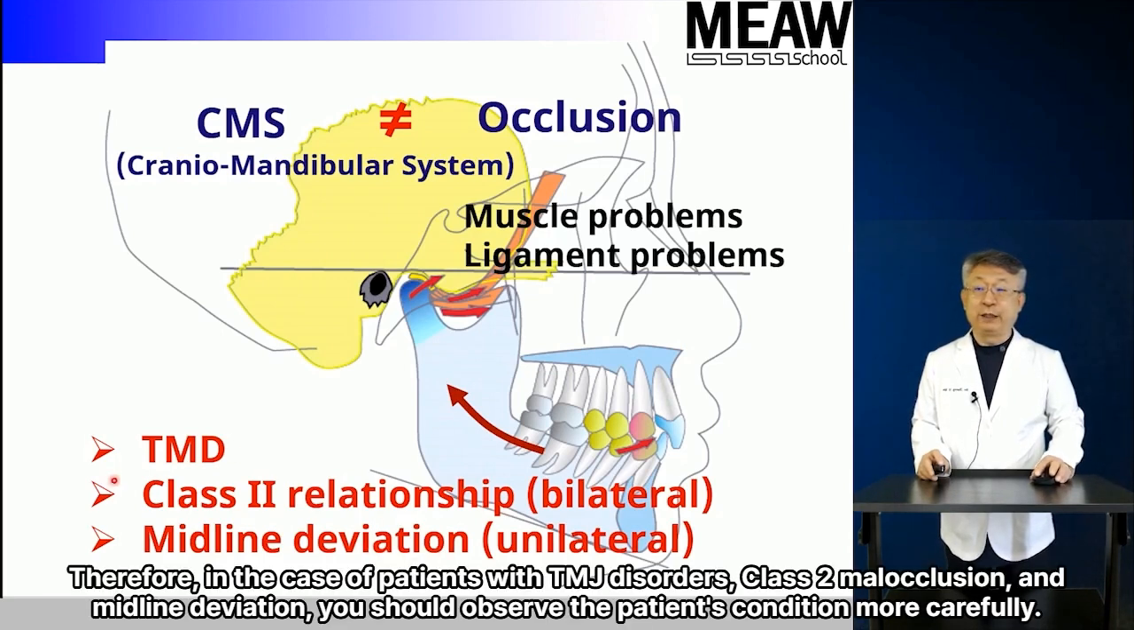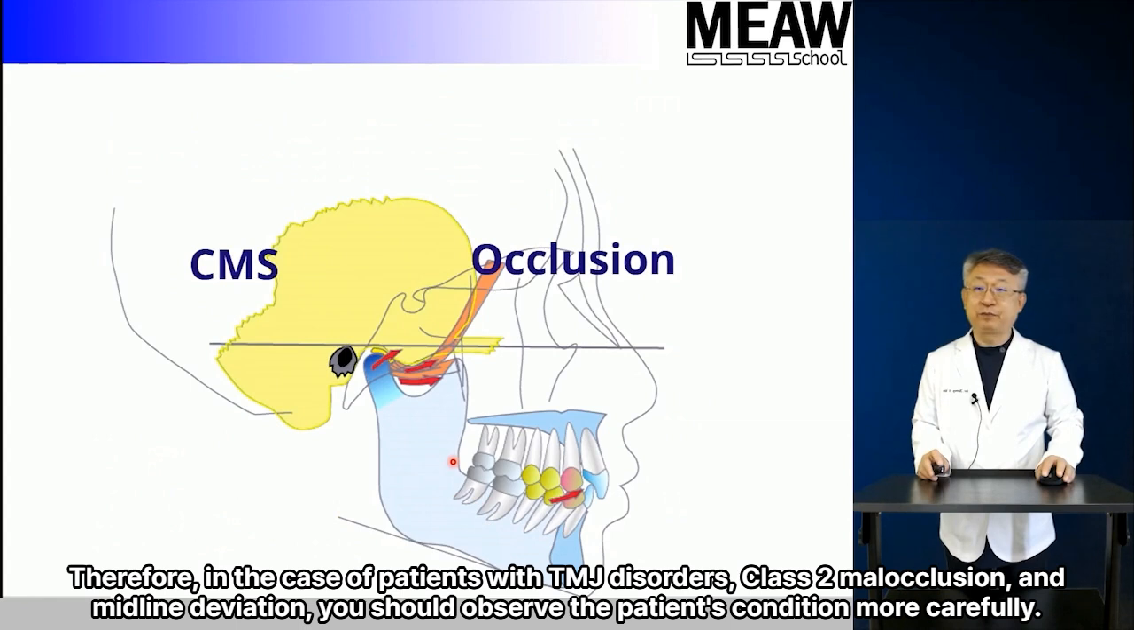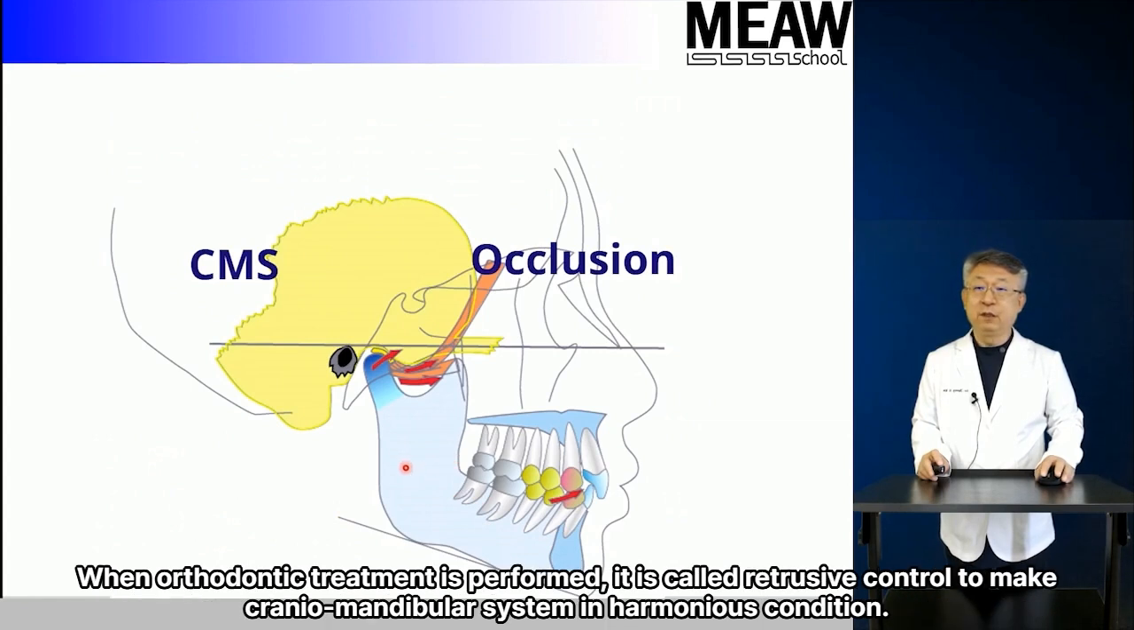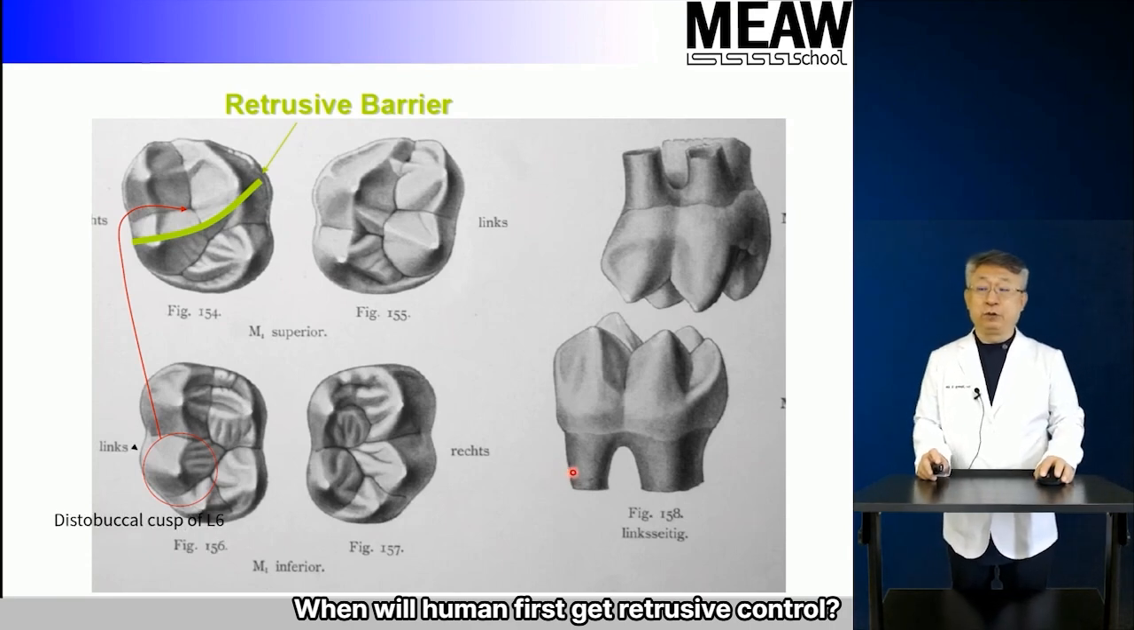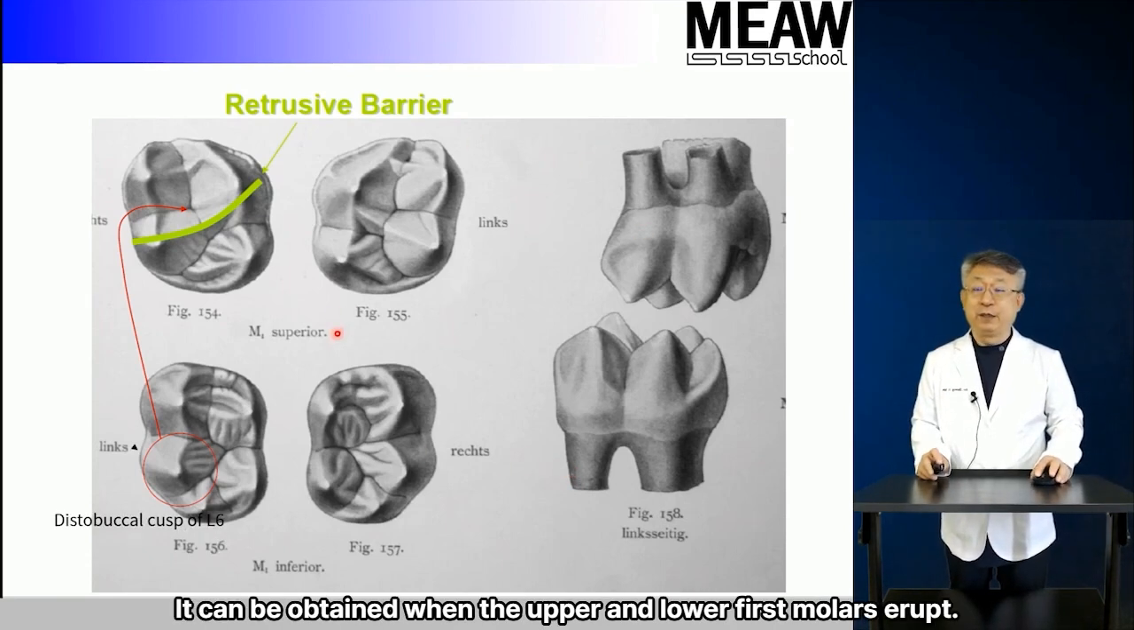Therefore, in the case of patients with TMJ disorders, Class II malocclusion, and midline deviation, you should observe the patient's condition more carefully. When orthodontic treatment is performed, it is called retrusive control to make the cranio-mandibular system in a harmonious condition. When will humans first get retrusive control? It can be obtained when the upper and lower first molars erupt.